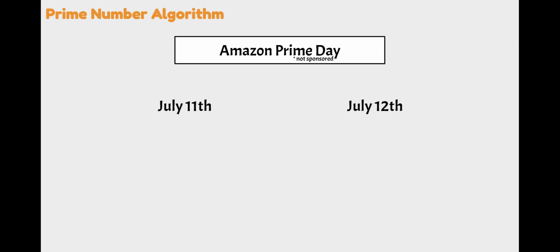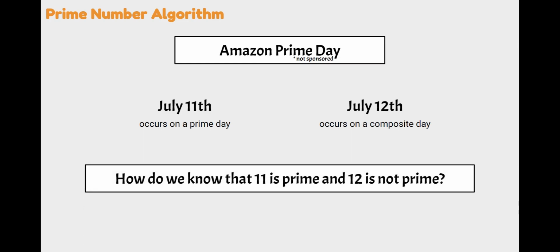If we look at July 11th, the 11 is actually a prime number. Amazon Prime Day actually occurs on a prime day. July 12th, 12 is not a prime number. That is a composite number. So the second day of Prime Day occurs on a composite day. The question, though, is how do we know that 11 is a prime number and 12 is not a prime number?